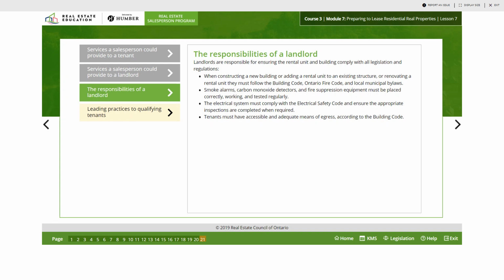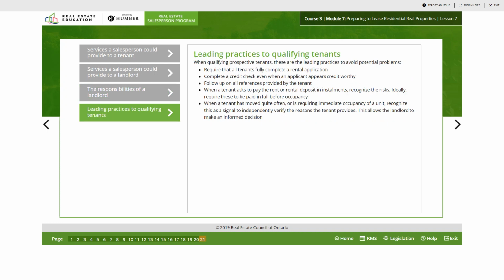Smoke alarms, carbon monoxide detectors, and fire suppression equipment must be placed correctly, working, and tested regularly. The electrical system must comply with the electrical safety code, and the appropriate inspections must be completed when required. Tenants must have accessible and adequate means of egress according to the building code.